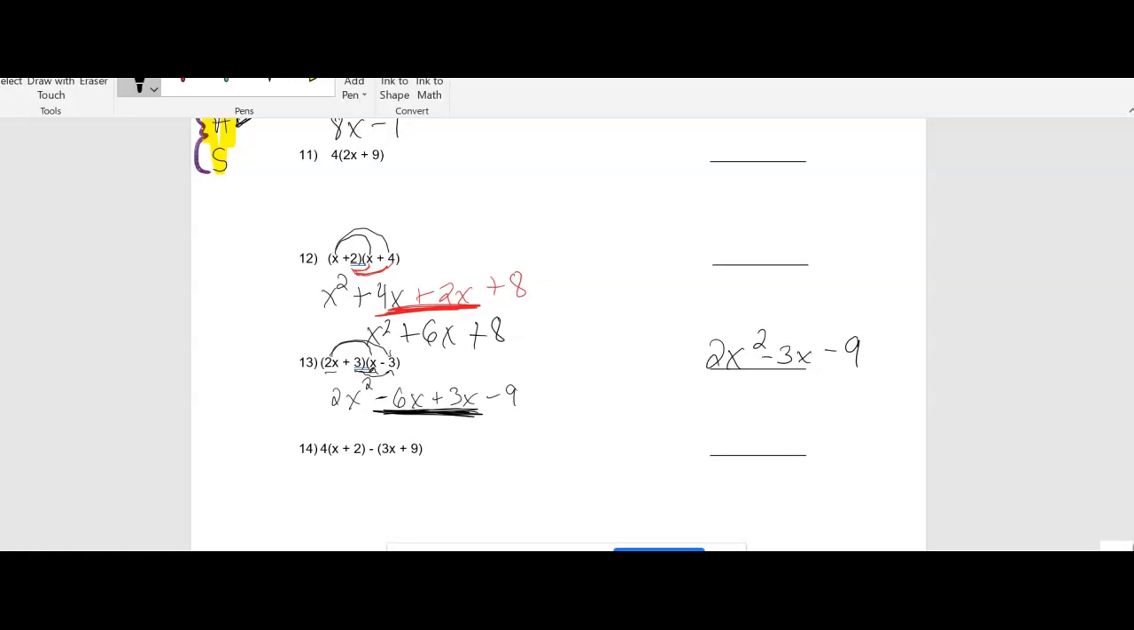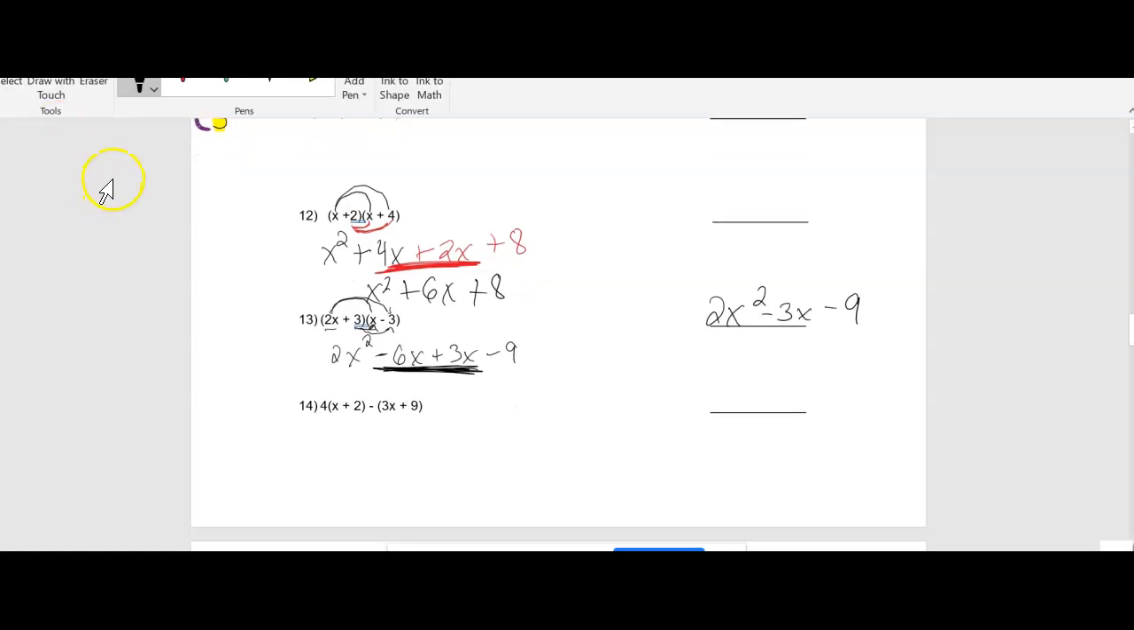Okay, good. 14. Haven't given you one of these just yet. Just follow your order of operations, though. We multiply before we add and subtract. So definitely here, hopefully not a problem. You're going to take your 4. We're going to distribute it to the x and the 2. So the 4 and the x would make a 4x. The 4 and the positive 2 make a positive 8.